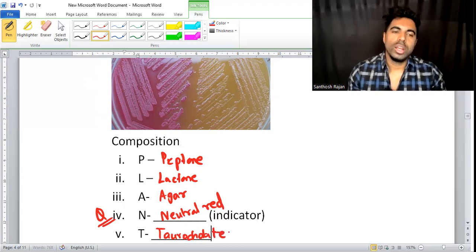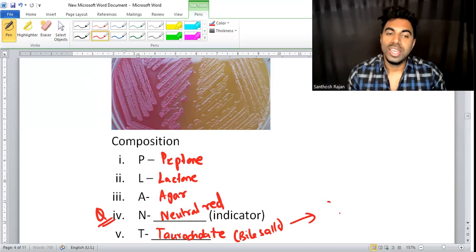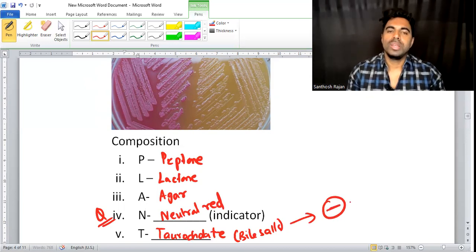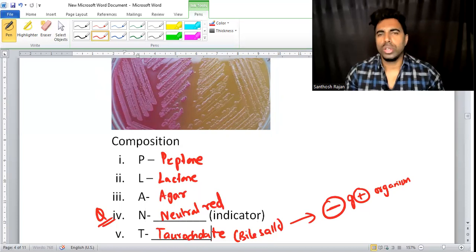Okay, taurocholate means bile salts. Basically, what happened? These bile salts, we're adding to the MacConkey agar to inhibit the gram-positive organisms. Because in MacConkey agar, most of the gram-negatives will grow: E. coli, Klebsiella, Salmonella, Shigella, many things.